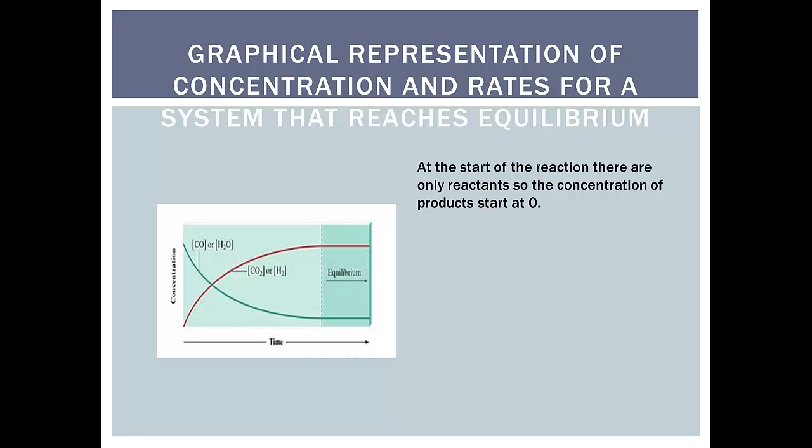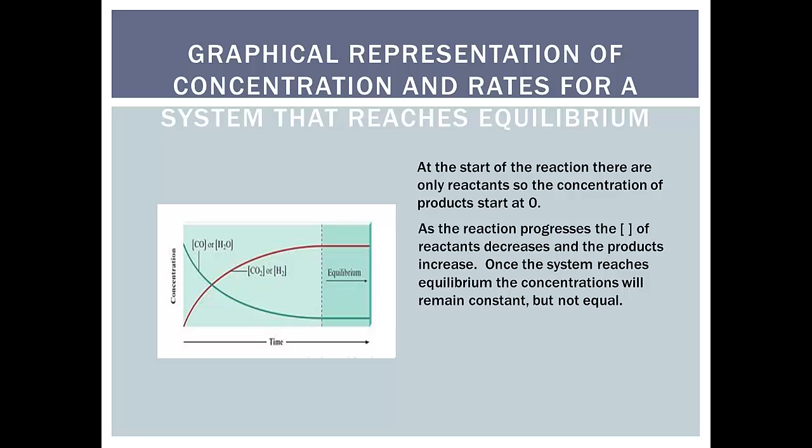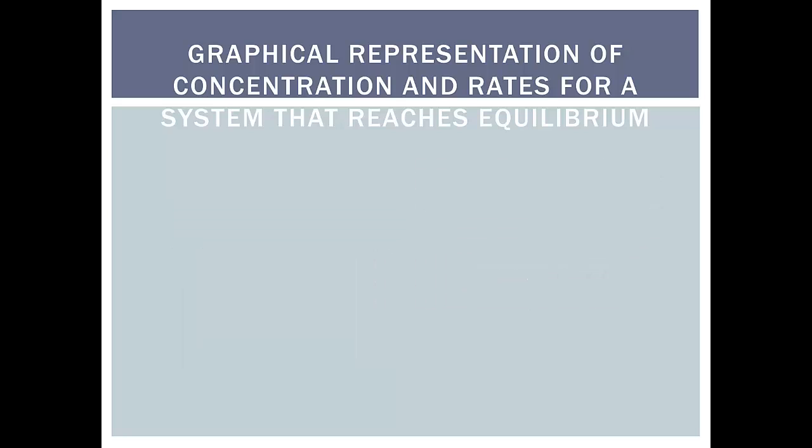At the beginning of the reaction, we should only have reactants, and we should have no products, assuming that's how you're starting. As the reaction progresses, the concentration of the reactants should decrease and the concentration of the product should increase. Once the system reaches an equilibrium, the concentrations will remain constant, but they don't have to be equal to each other. You'll notice here that there's a lot more product once equilibrium has been reached than there are reactants.